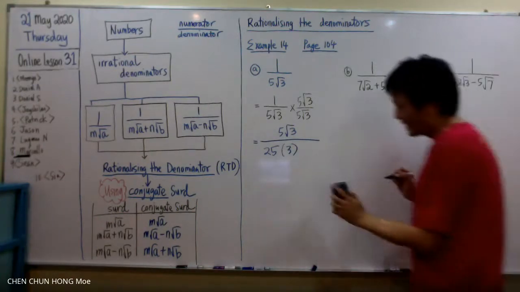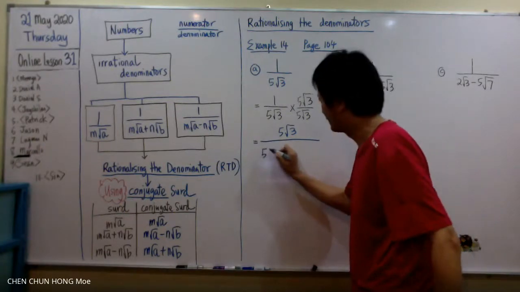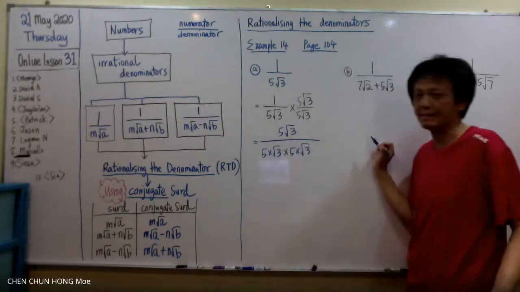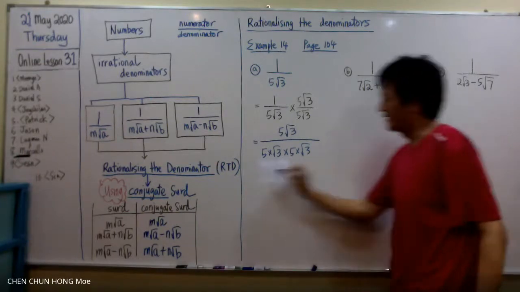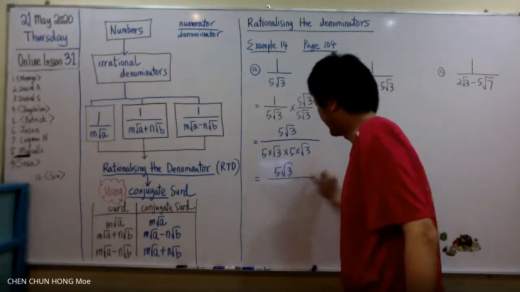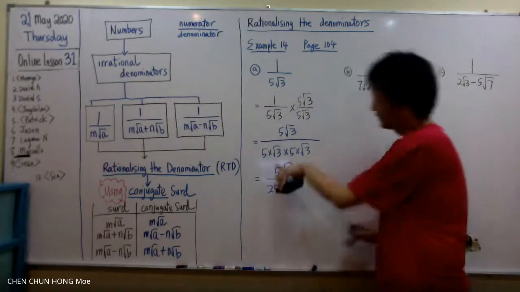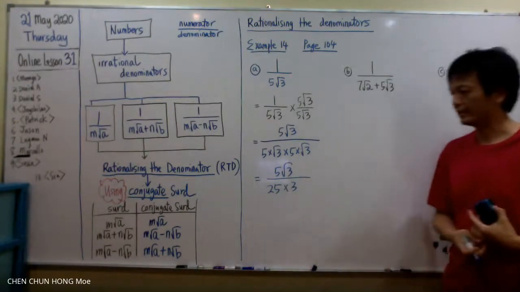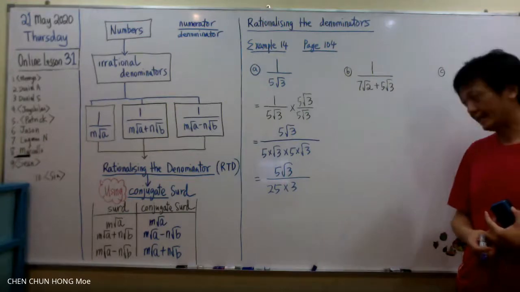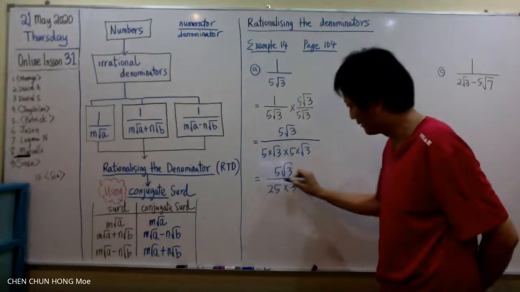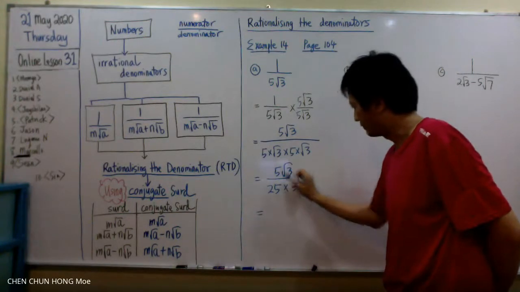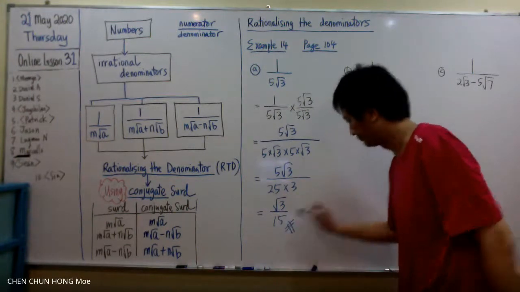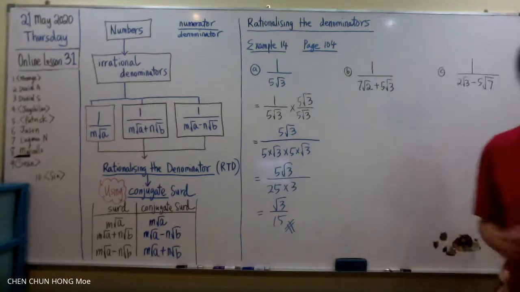If you are not familiar yet, you can write this in this format, or 5 multiplied by surd 3 multiplied by 5 multiplied by surd 3. It means the same. Then you can write 5, 5, 25, and surd A multiplied by surd A, you get A, so that is multiplied by 3. If you are not familiar with the step yet. Then you can simplify further, 25 multiplied by 3 is 75, so at the end you get this number. That is as far as we can go.